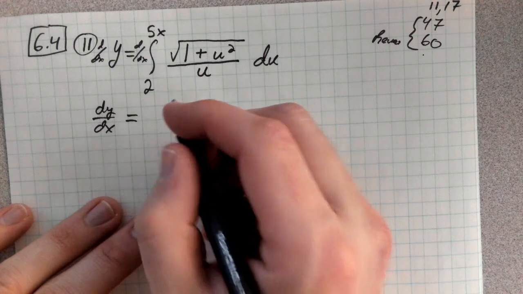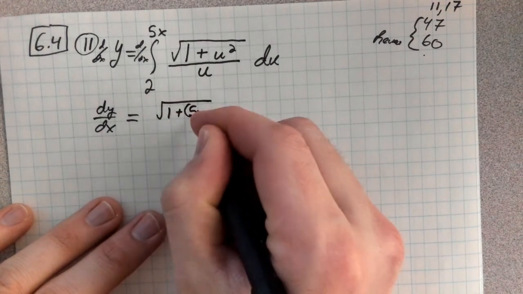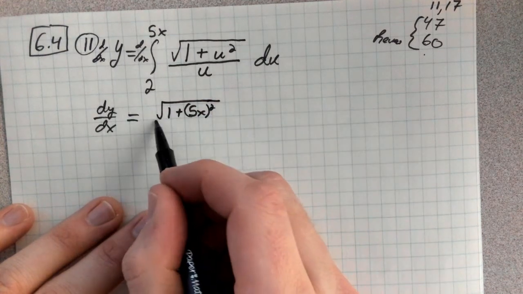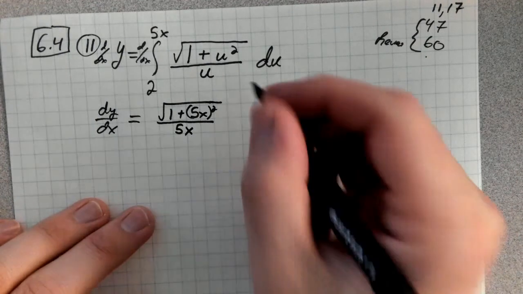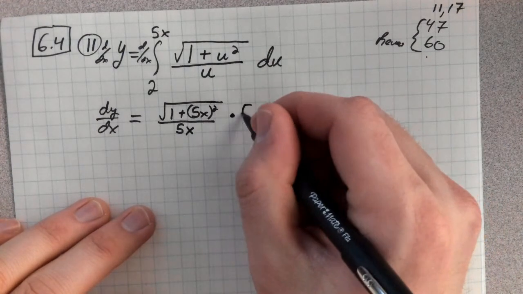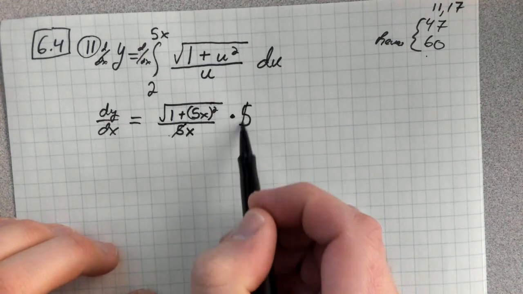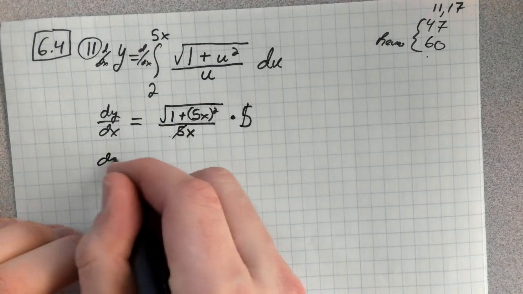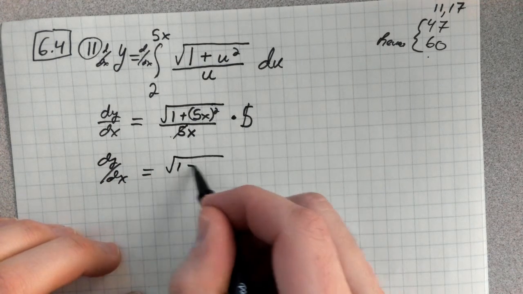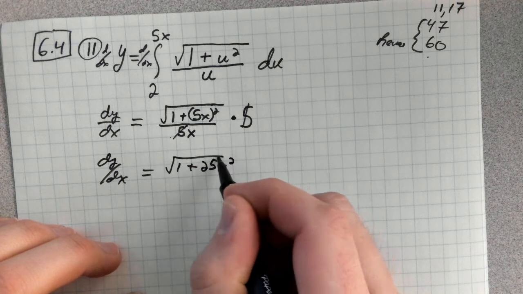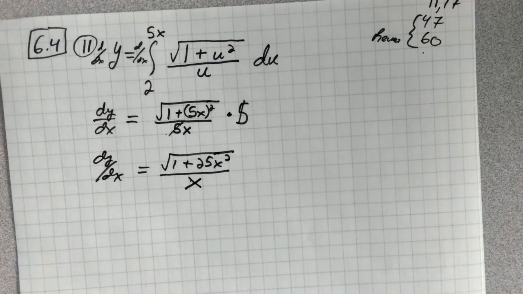So I'm going to plug in 5x, so it'll look like this: the square root of 1 plus (5x) squared, divided by 5x, times the derivative of 5x, which is 5. Okay. And so 5 over 5 is just 1 over 1. And so you end up with dy/dx equal to the square root of 1 plus 25x squared, all divided by x.